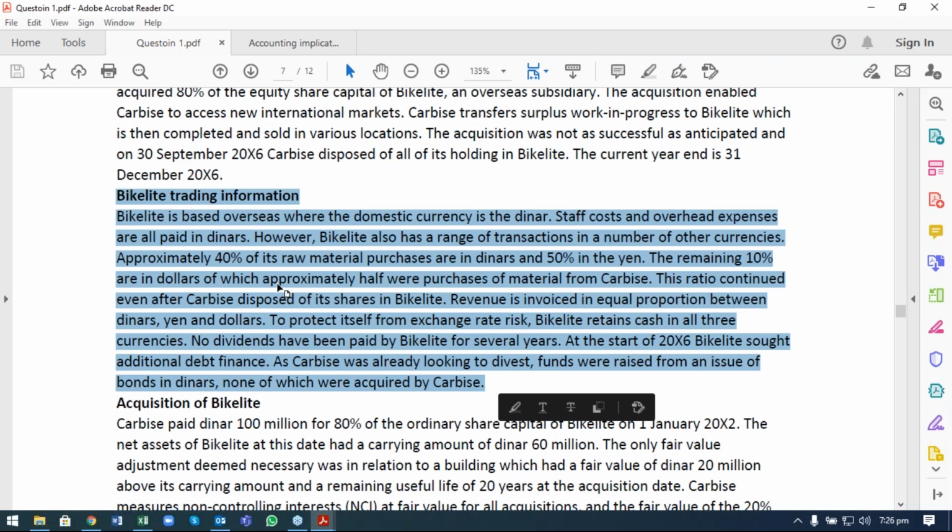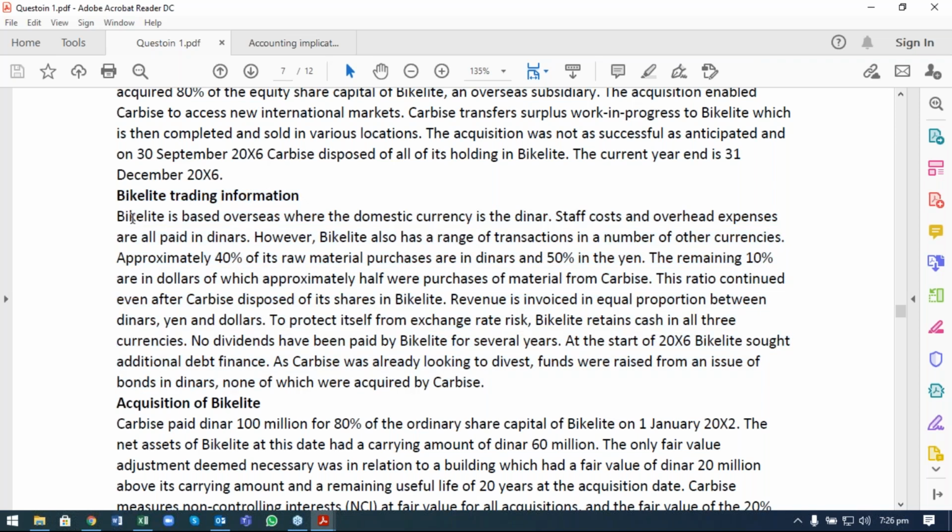So how can we identify this? First we'll be looking into the primary factors that are impacting the currency of Backlight. The Backlight is an overseas subsidiary which has a domestic currency of dinar, so the primary economic environment currency of Backlight, the foreign subsidiary, is dinar. This is the first factor. But the important thing is that Backlight is not working within its domestic country, within its domestic jurisdiction.